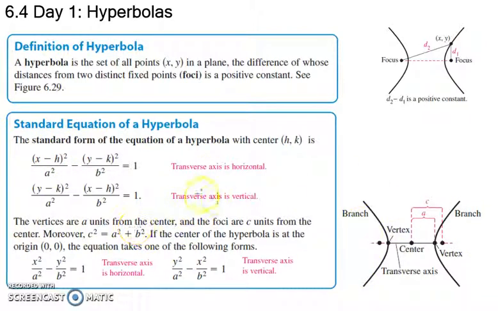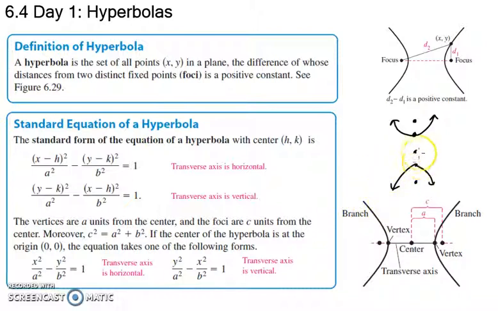If y squared comes first, we have a vertical transverse axis, which means we'd have a focus here, the vertex here, the center here, another vertex, another focus, and we're going to open up vertically. Everything else, with one more small exception, is going to be pretty much the same.